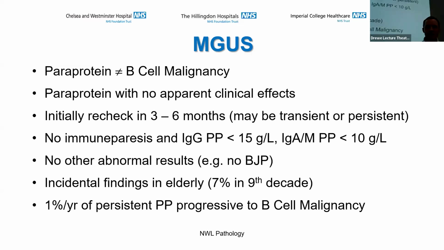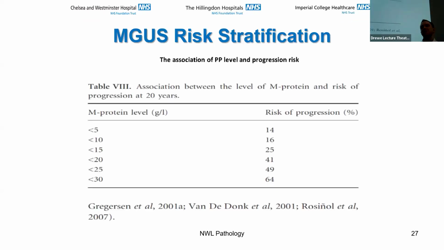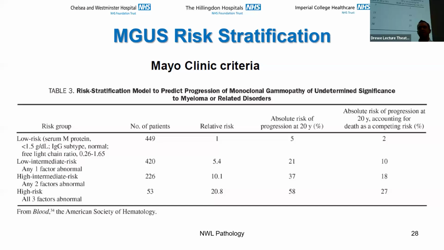It's important that we follow these patients up because, over the course of the years, there's roughly, on average, a 1% risk of progression to a B-cell malignancy. And we can see that this risk is potentially very dependent on the paraprotein concentration level. The higher your paraprotein concentration level, potentially the higher the long-term risk of progression over a period of years. Indeed, the Mayo Clinic has lined up some data on this, looking at low risk, high intermediate risk, and high risk based on all these risk factors.